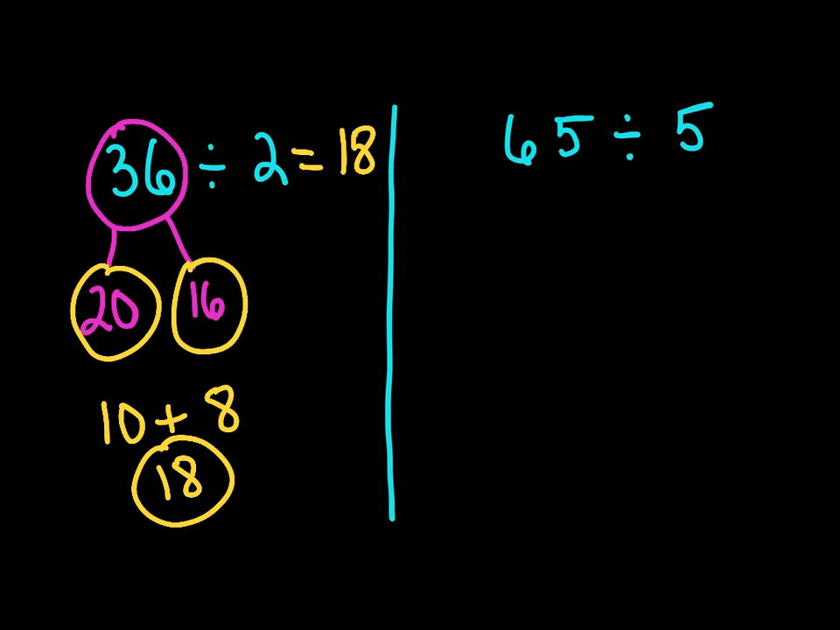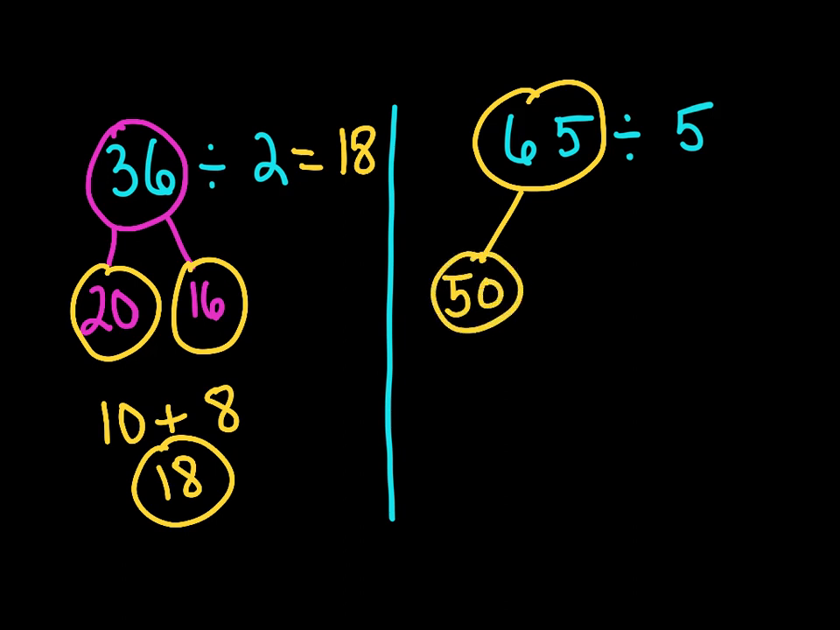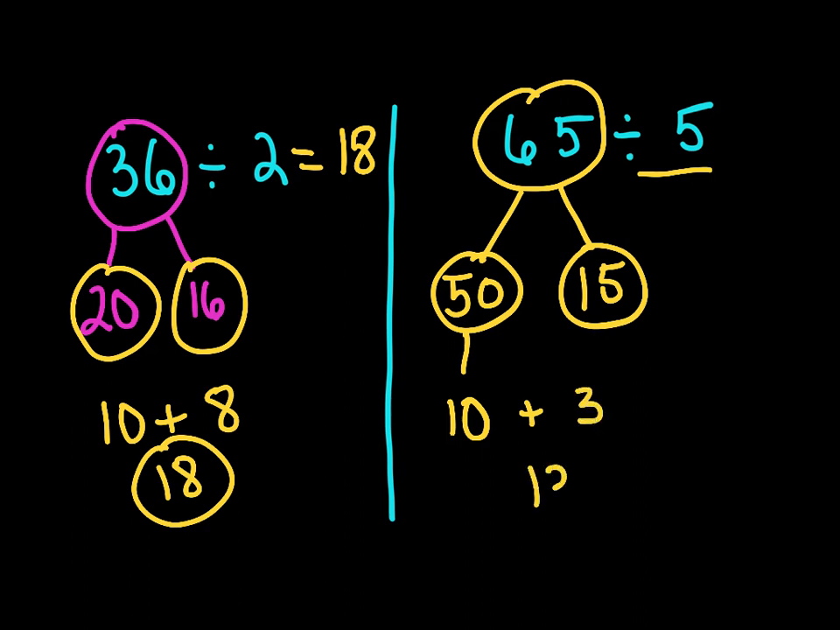We have 65 divided by 5. We've got to find how many 5s we can get into that 65. Well, we can pull out 5 10s, which would be 50. 65 minus 50 would leave us with 15, which is great because both of those are divisible by 5. So 5 can go into 50 10 times. 5 can go into 15 3 times, and we get a quotient of 13.